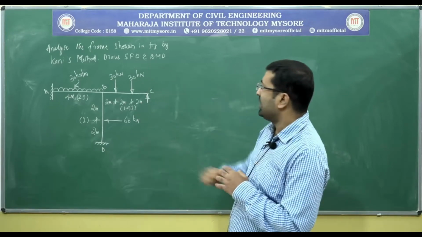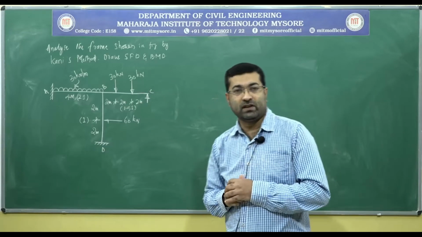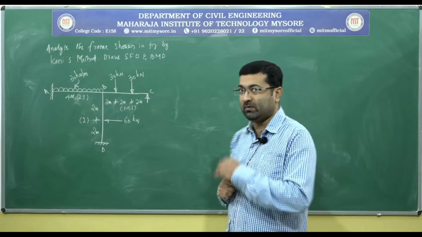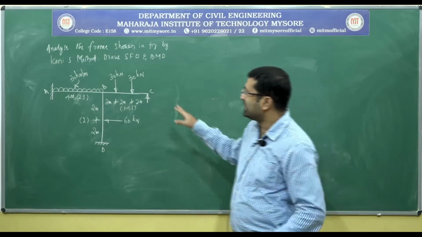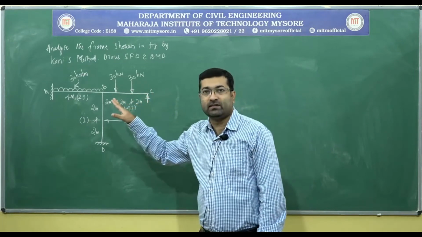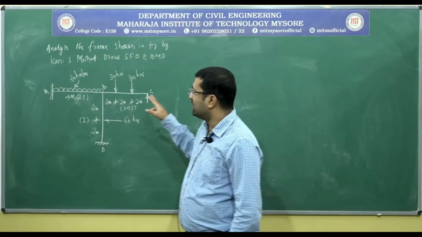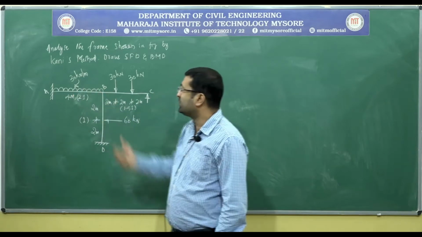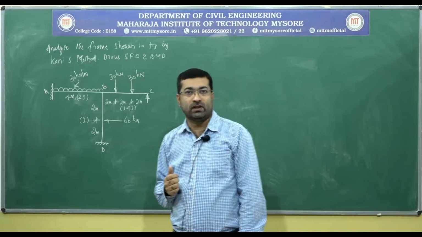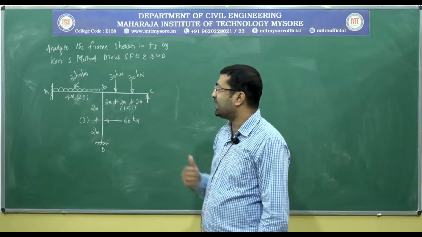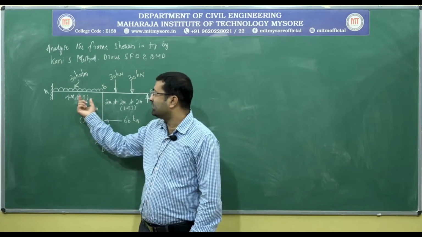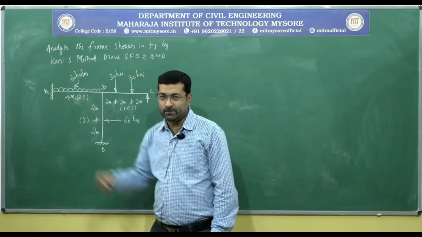So, the question is something like this: analyze the frame shown in figure by using Kane's method and draw the shear force and bending moment diagram. Here you can see the frame, it is a T frame. On the span AB, we have a UDL of magnitude 30 kilonewton per meter. The span AB is about 4 meter, and the I value for this span is 2I.